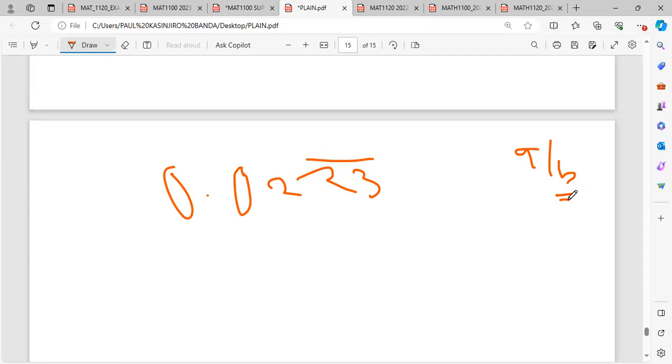Whenever you are given such a number that has recurring decimal numbers, and they tell you to express it in this form, always make sure that immediately after the decimal point, you have numbers that are repeating. In this case, we don't have numbers that are repeating here because this 0 and 2 are not repeating. The ones that are repeating are 2 and 3.